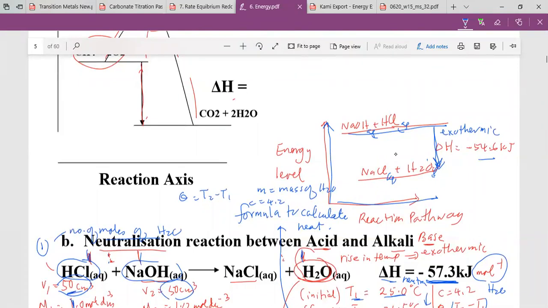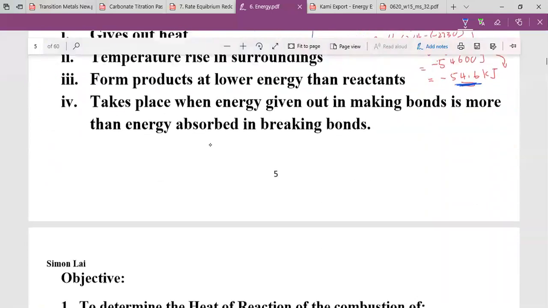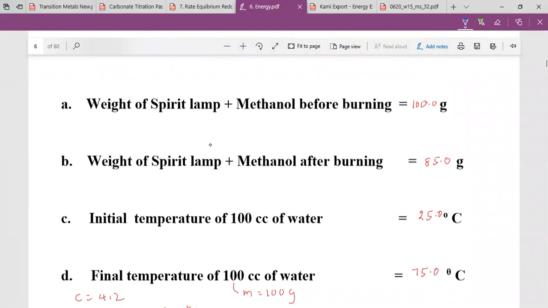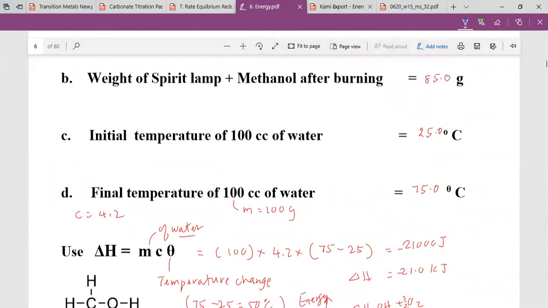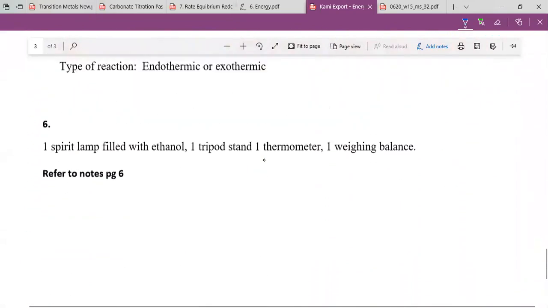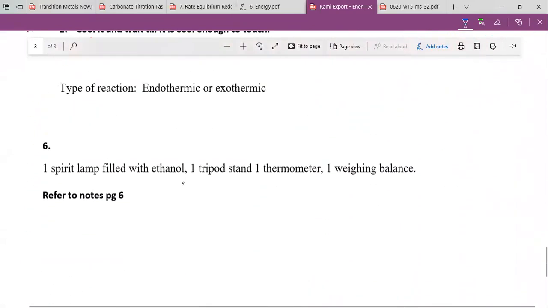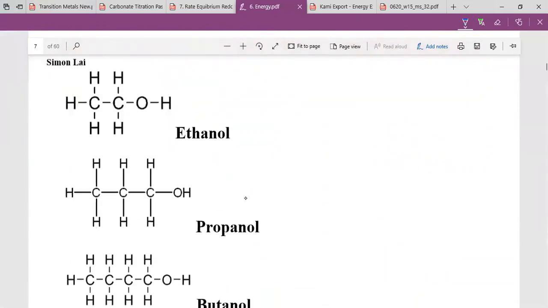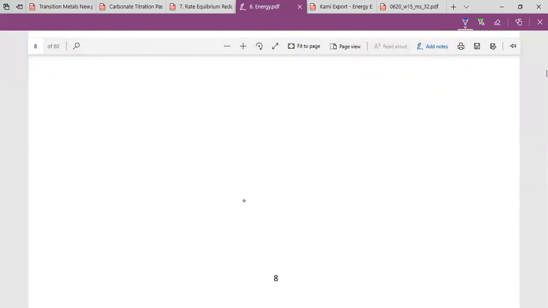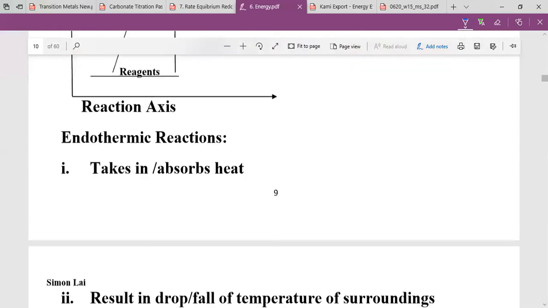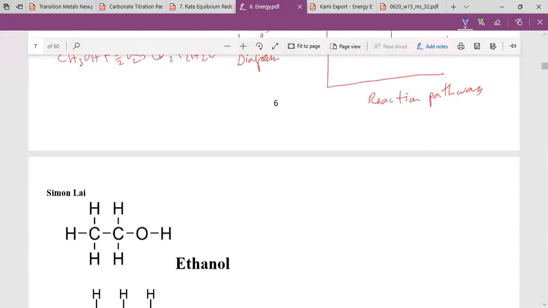Okay, right? Now the last one which we talk about is of course the spirit lamp, which means you burn the spirit lamp. Look here, we burn the lamp and we measure the amount of heat change. You can see in here, I actually got a, well, I hope I got it here. No, I don't have it. I thought I got it here. Never mind.